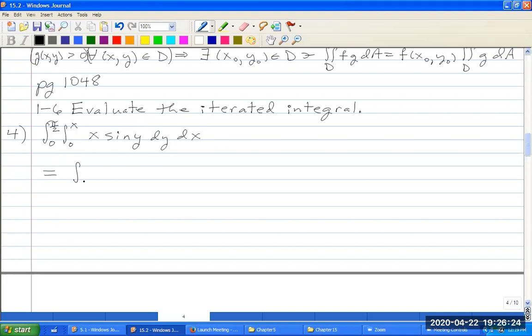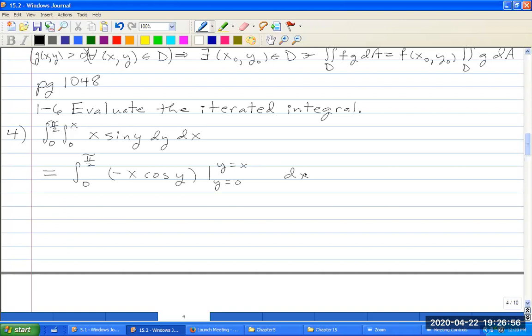So this is the integral from 0 to pi over 2. Let's integrate this first with respect to y. So y is a variable, but x is a constant. So the integral of a constant times sine of y is, well, minus that constant times the cosine of y. And let's evaluate this between y equals 0 and y equals x.